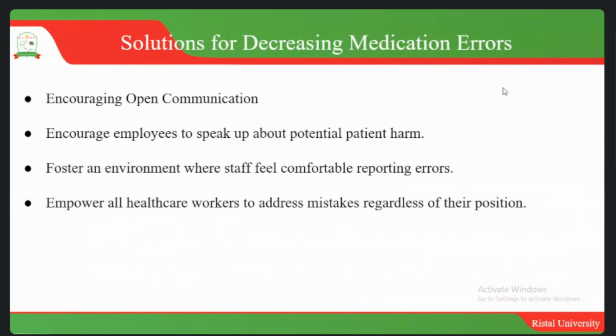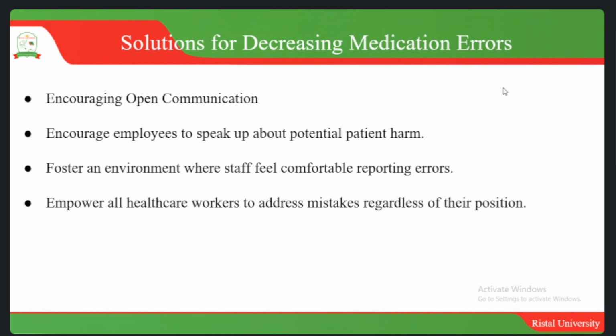Then also encourage open communication. Let people be able to communicate when they get these challenges or when they end up causing medication errors, so that this can be arrested before the patient gets into a serious complication. Encourage employees to speak up about potential patient harm. That is actually what I've already mentioned, that they should always be able to speak before the patient gets into a problem, in case they have made any medication error, maybe a wrong route or overdosage of the patients.